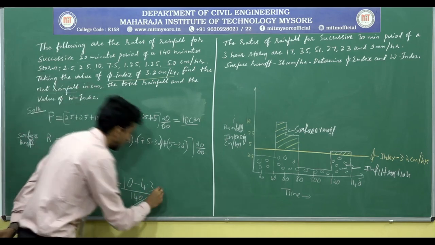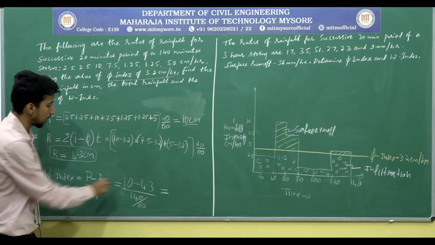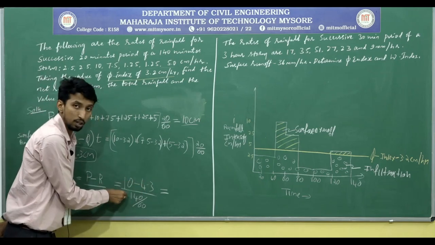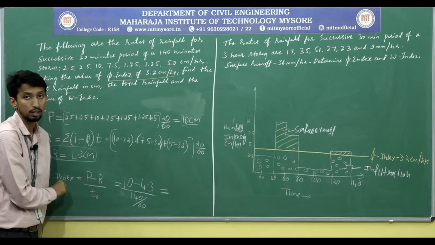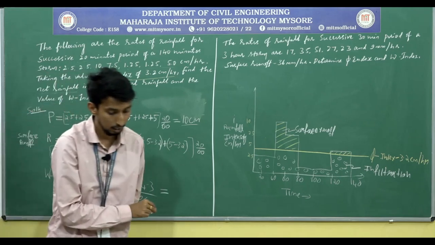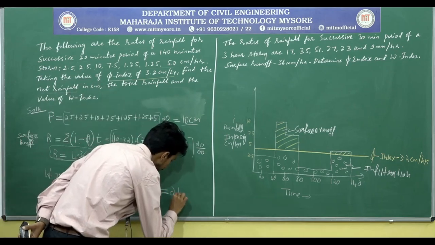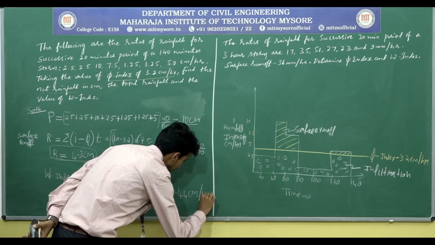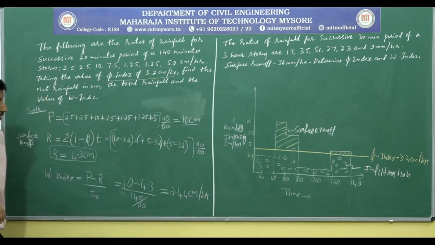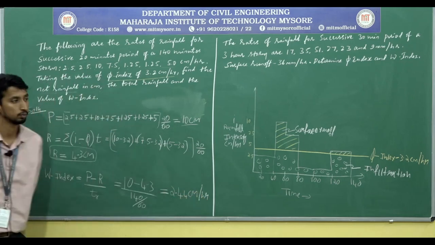If you do this, you will get the value of W index. W index equals (10 minus 4.3) by (140 by 60). 140 is the total time. Here we need to consider the total time for finding out the W index. The W index is 2.44 centimeter per hour.